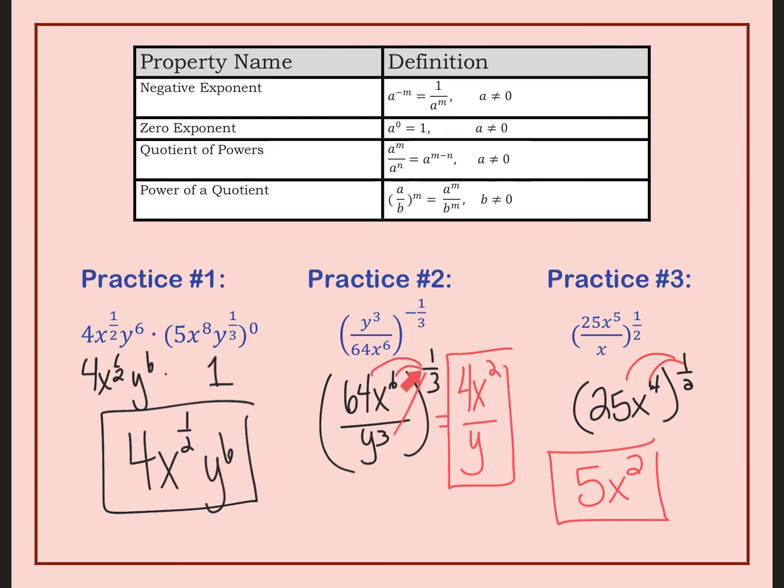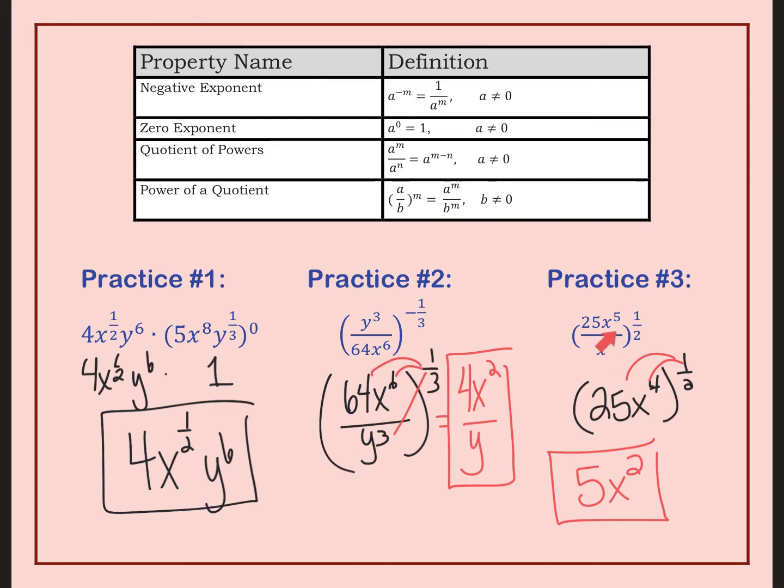Remember that when you have a negative exponent, you're going to flip whatever you have here. So I flipped it and then I distributed the 1/3. So the cube root of 64 is 4. And then again, you multiply these, you get 2. You multiply these and you get 1.